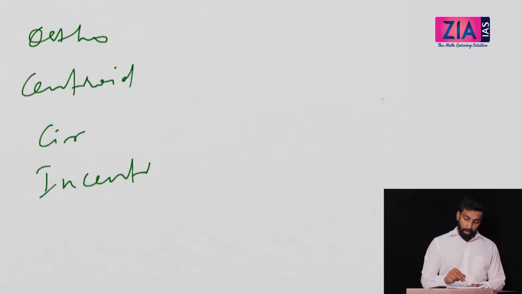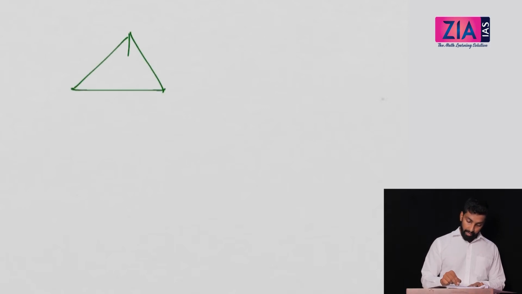Now what do you mean by these concepts like orthocenter, centroid, circumcenter and incenter? What are they? Or what do you mean by altitude, median, perpendicular bisector and angle bisector? What is median if it's a triangle? Okay, median divides equally. Okay, so this is a median, divides equally.